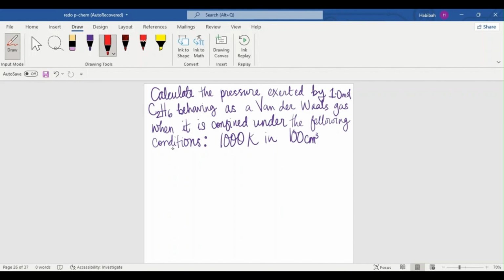So the first thing we have to note is that we've been told that we're dealing with a van der Waals gas, and whenever you're dealing with a van der Waals gas, we're not going to use the perfect gas equation. So the first thing we have to do is to write out the parameters. We're told the number of moles is 1.0 mole. The temperature is 1,000 Kelvin. The volume is 100 centimeter cube. And we're told to determine the value for pressure.